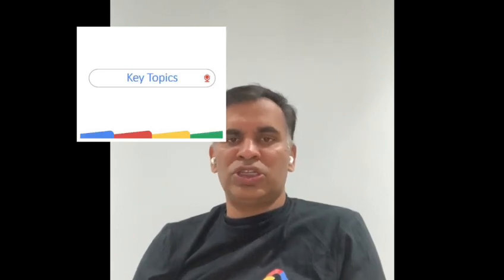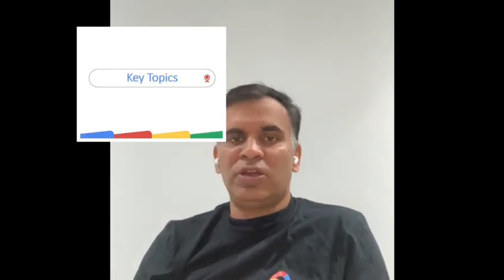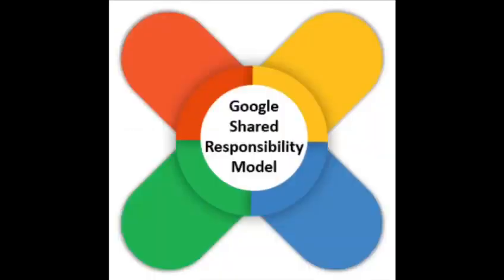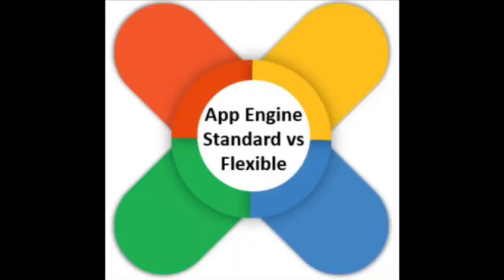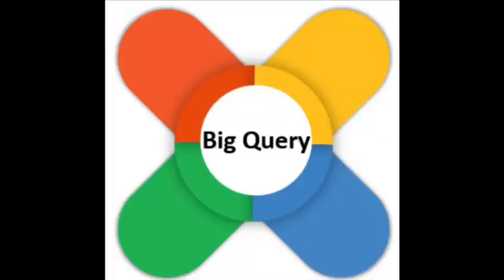And this is based not just on my exam. It's also based on the feedback I got from other friends and colleagues. The very first area would be the Google shared responsibility model. If you are using services as software as a service, platform as a service or infrastructure as a service, what is your responsibility as a customer, and what is Google's? Second would be the bare metal solution, primitive VMs. Then I've also seen questions directly or indirectly around App Engine. You need to know the difference between standard and flexible.